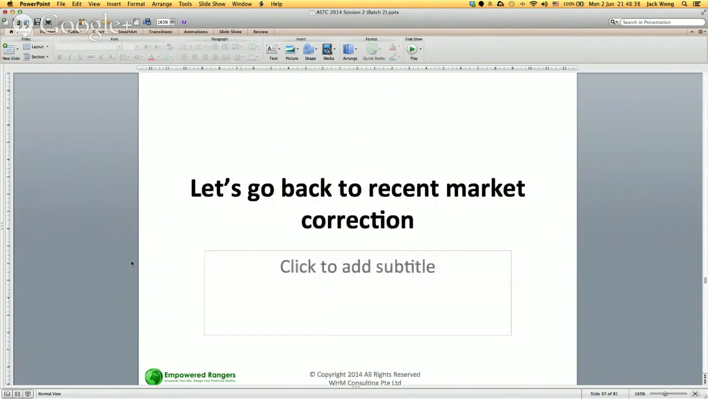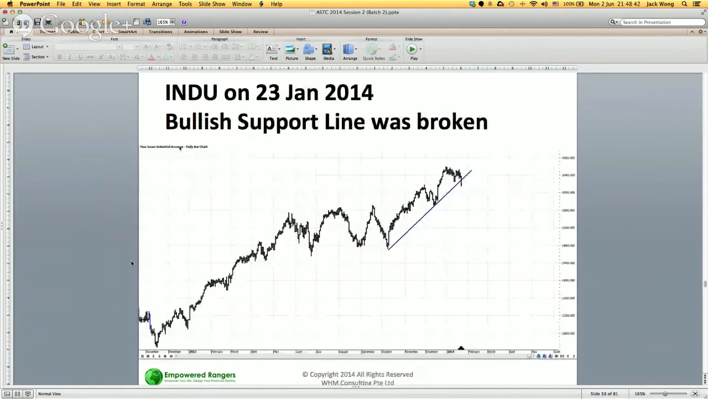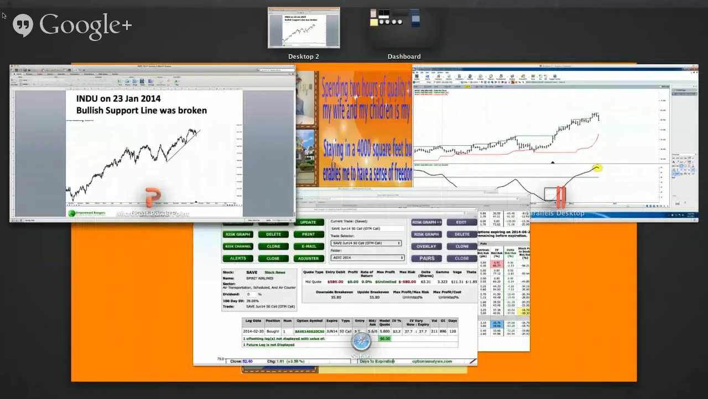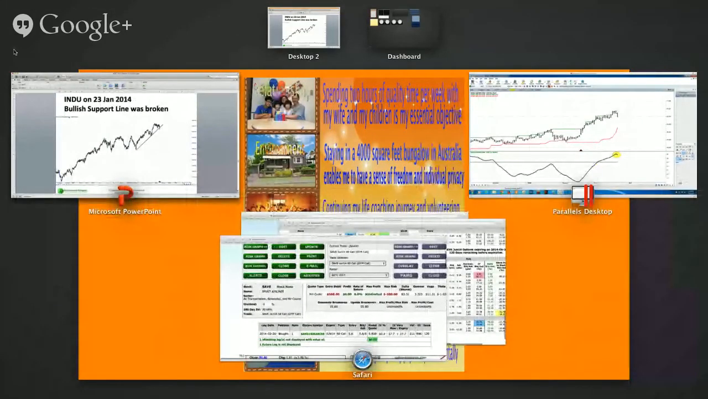So what do we do, going back to the January condition? As I showed the batch 1 people, I've seen that the line has been broken. There are a couple of ways of noticing this. This one is a simple bullish support line broken scenario, so you just join the few points. You see that the line finally was broken. The other one, I don't know whether you follow me, I actually talk about this in a few ways.